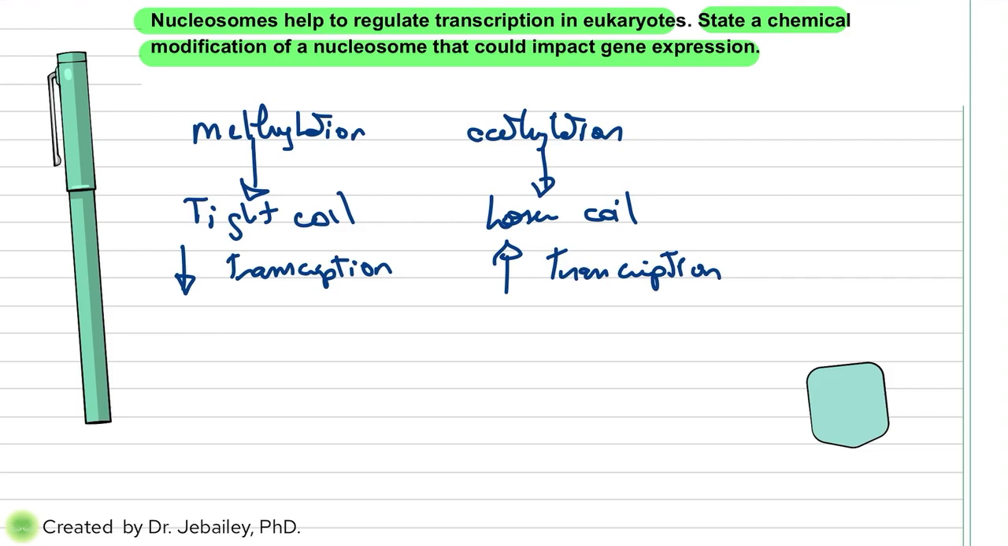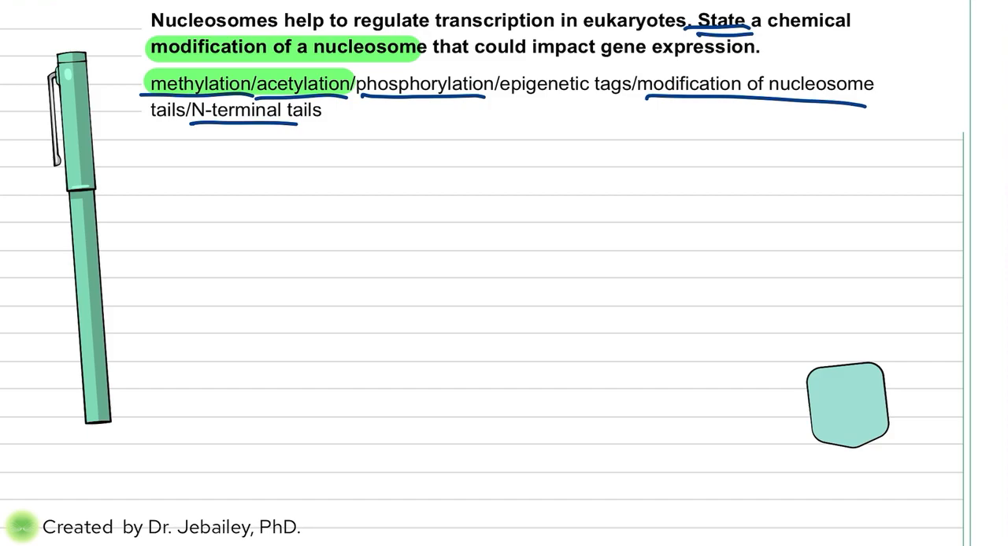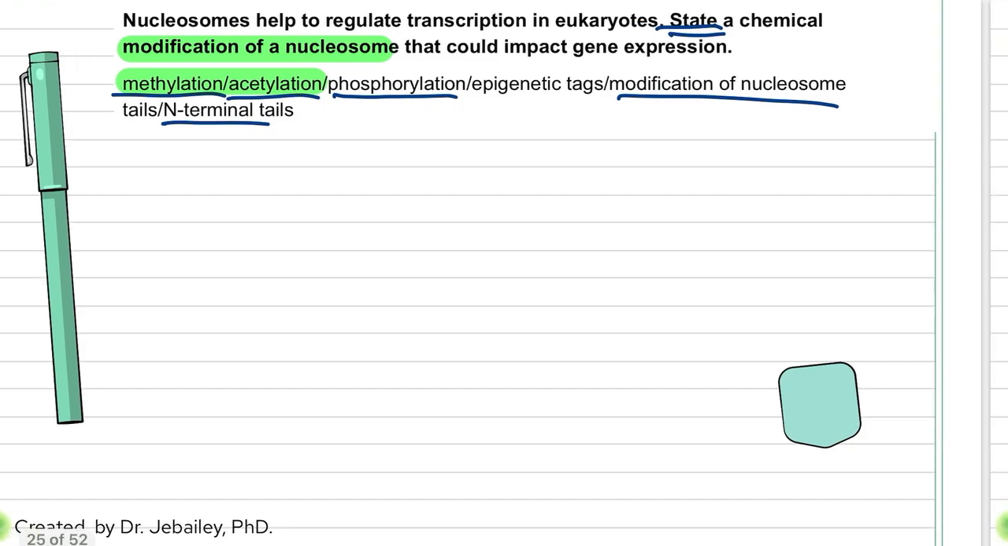So it's very important that you know these two differences, because it does come up a lot when it comes to section 7.2. So when it says state, obviously, this means 1 point. So if I mention methylation, I already got the point, or if I mention acetylation, I already got the point. Of course, there are other things like modification of the nucleosomes, the N-terminal, the phosphorylation, but I would focus on these two because these are the most common answers that I see when it comes to modifying the nucleosome. So remember, methylation, acetylation, they modify the nucleosome.